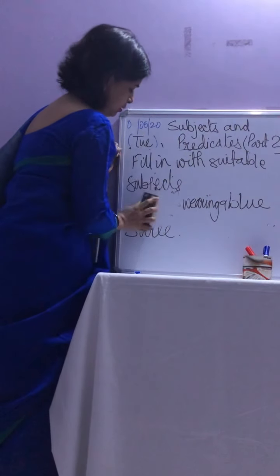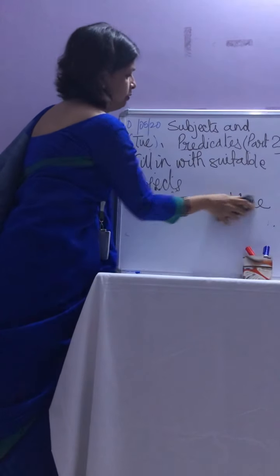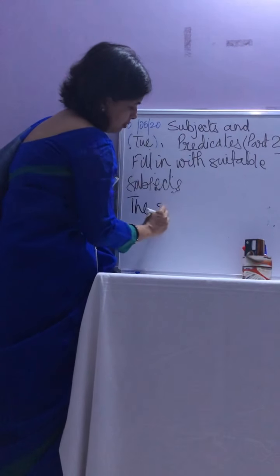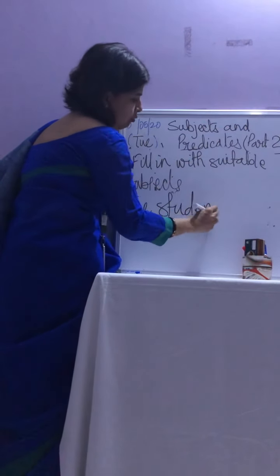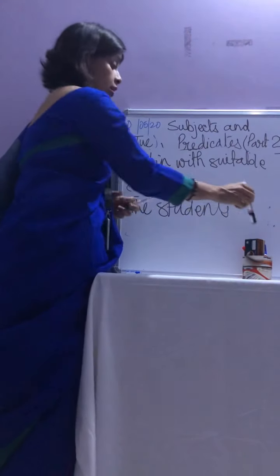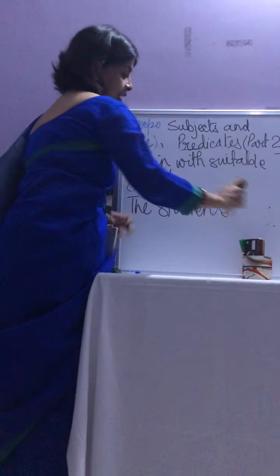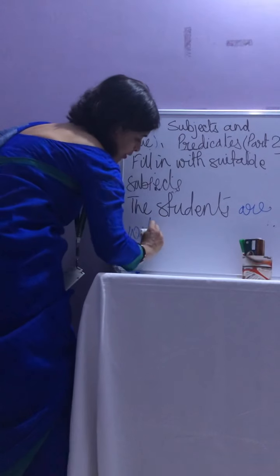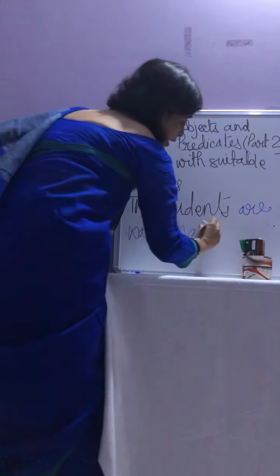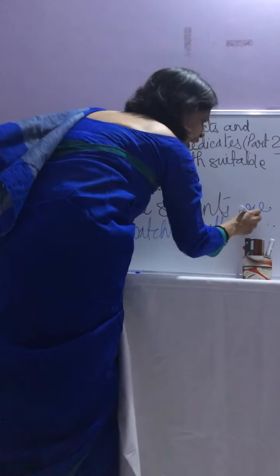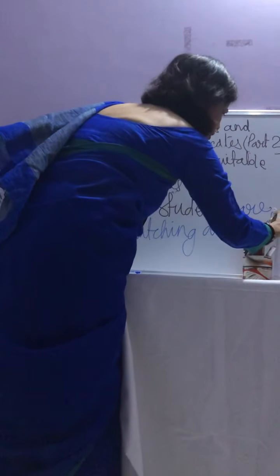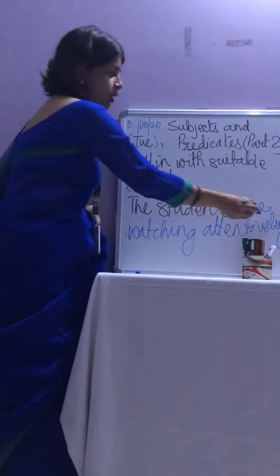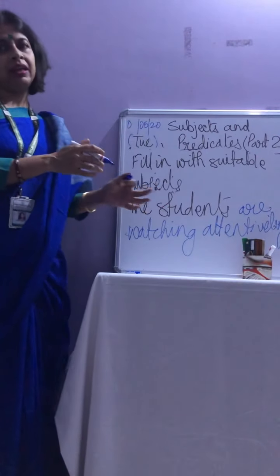Now next. The students, now you have to fill in with your own predicates. The students are watching attentively, and I strongly believe that my students are really watching my lecture attentively. So this is what you're going to fill in. So there are exercises like this, okay?